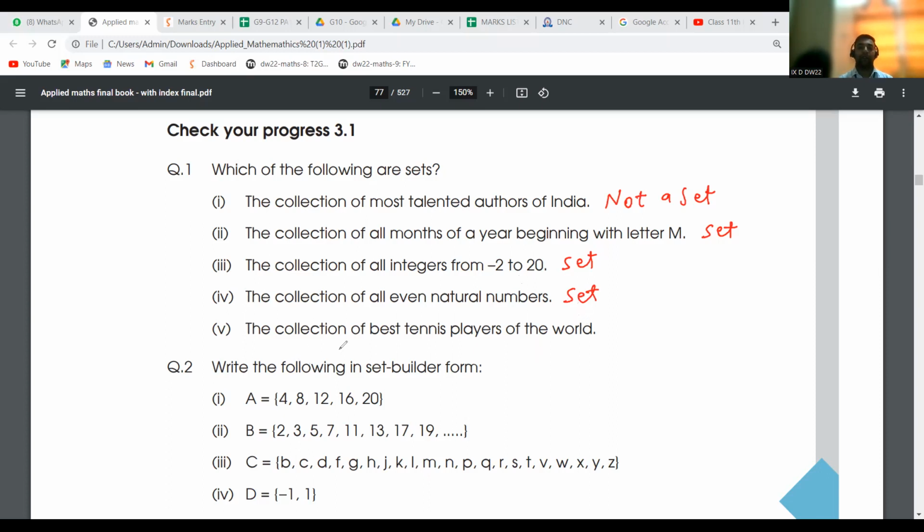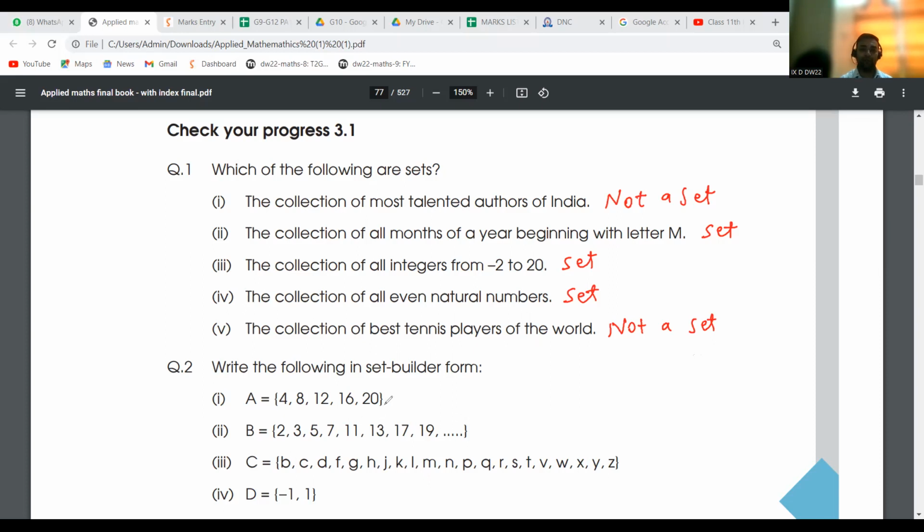This will also be a set because even natural numbers are 2, 4, 6, 8, 10, and so on for everyone. The collection of best tennis players in the world, it's not a set because every person has a different choice, has different favorite players in the world. So it will not be a definite or you can say well-defined collection of players, and therefore it is not a set.